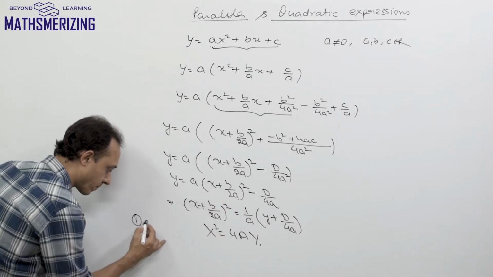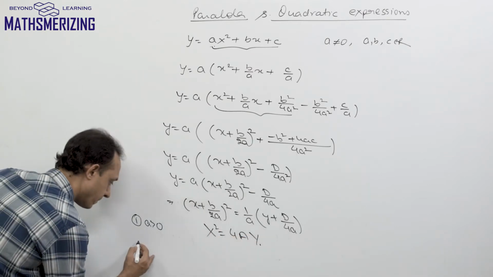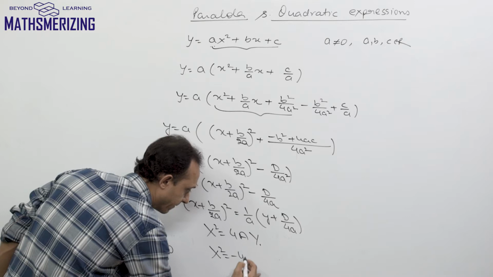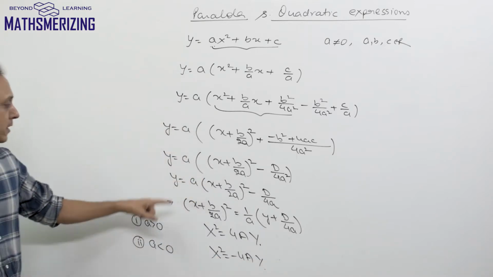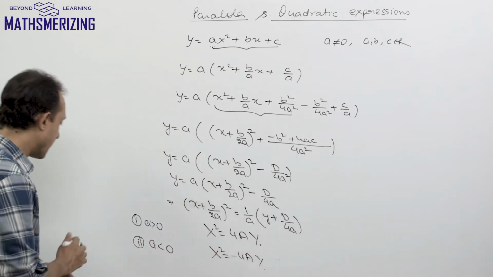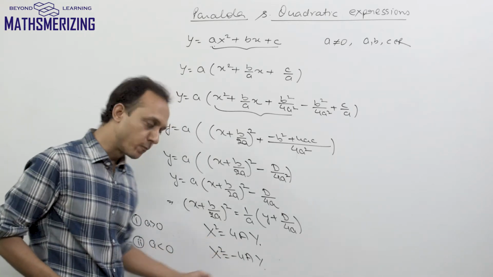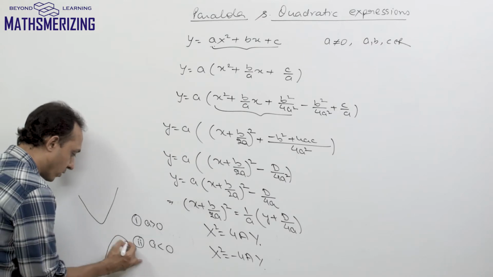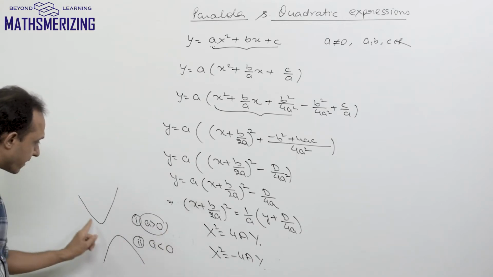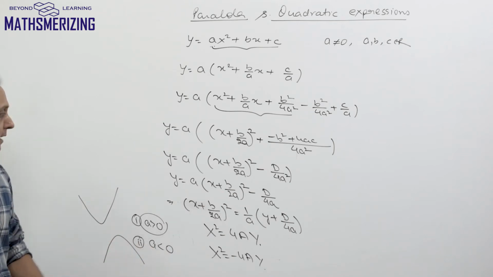So if a is greater than 0, then we'll compare it with the third form, and if a is less than 0, then we'll compare it with the fourth form. So this quadratic expression will represent either the third form, which is a parabola opening upwards, or the fourth form, which is a parabola opening downwards, depending on this value of a. So if a is greater than 0, it will represent a parabola opening upwards, and if a is less than 0, in that case it will represent a parabola opening downwards.